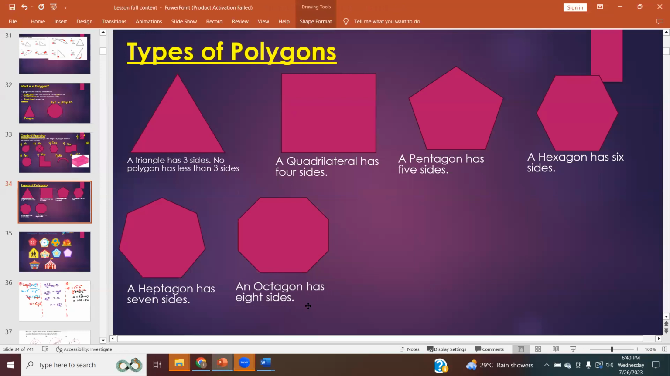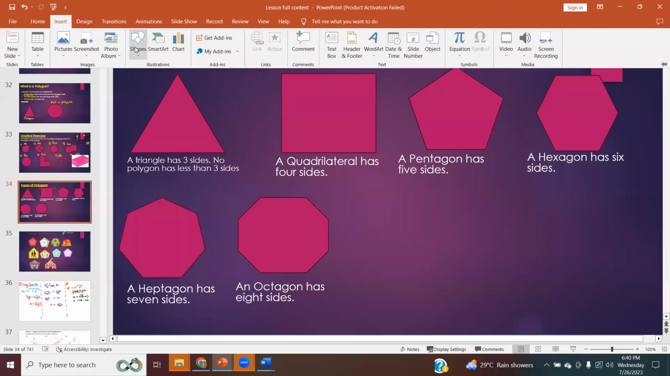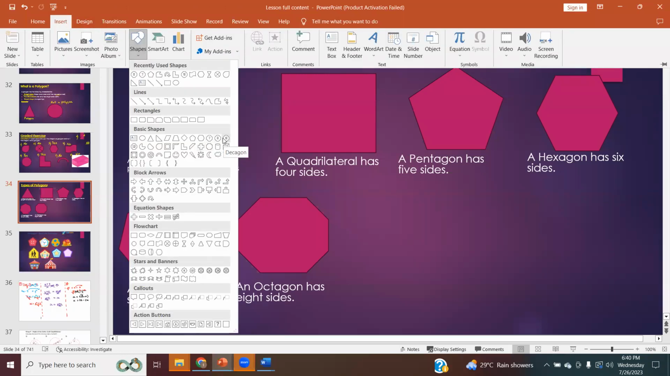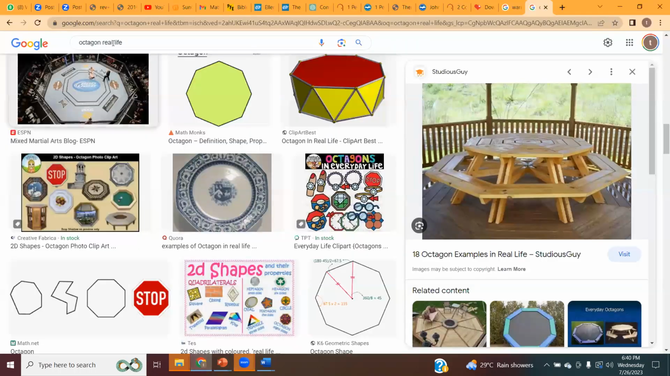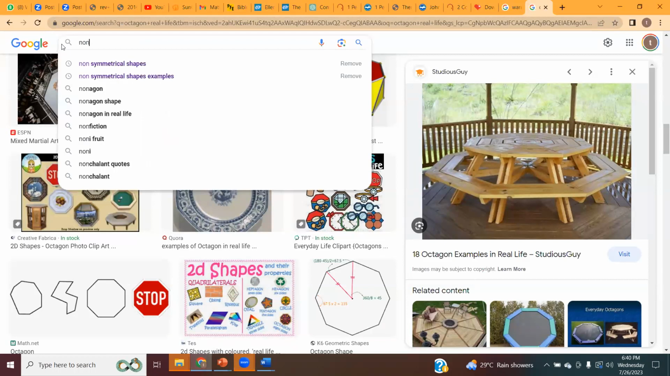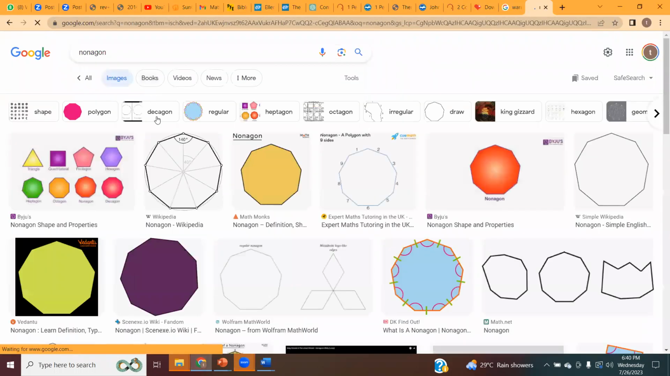After octagon, we have what? Nonagon, very good. Nonagon has how many sides? 9 sides. They don't have nonagon in this one. Wow, they skipped from 7 to 8, no 9. All right, so I guess we have to create that. So a nonagon has 9 sides.